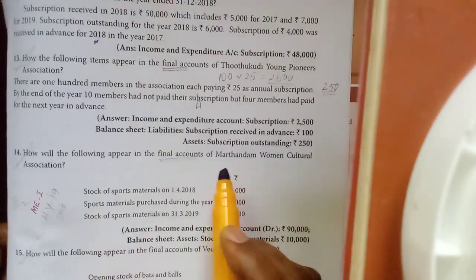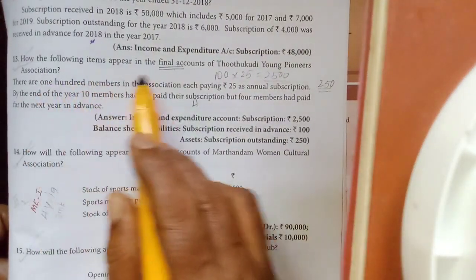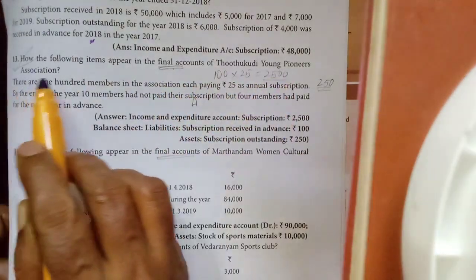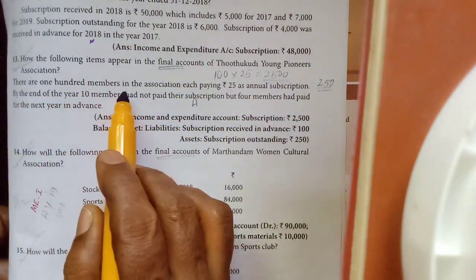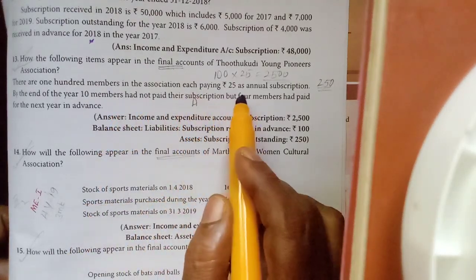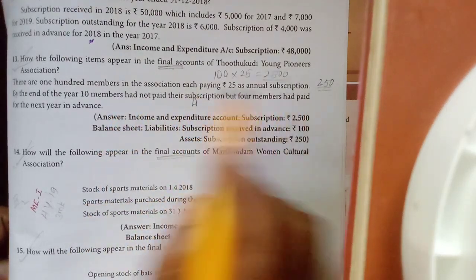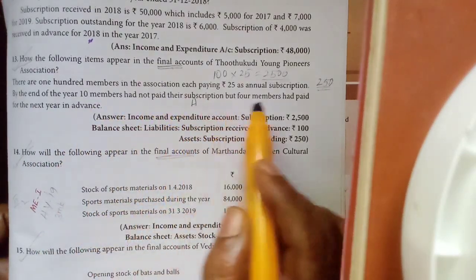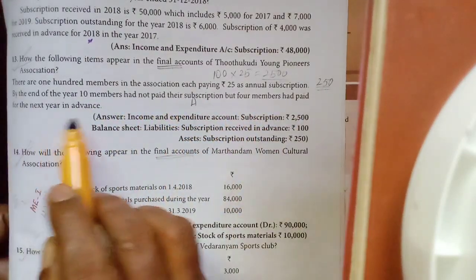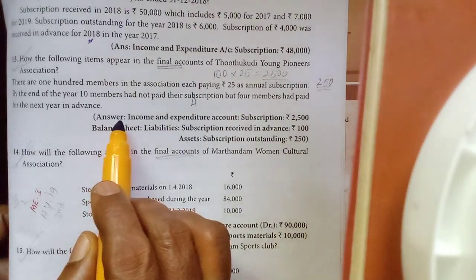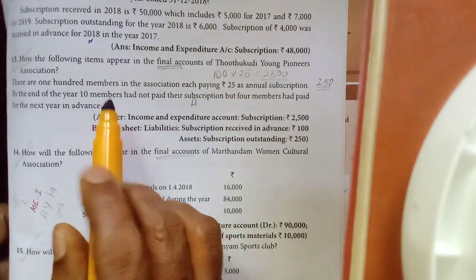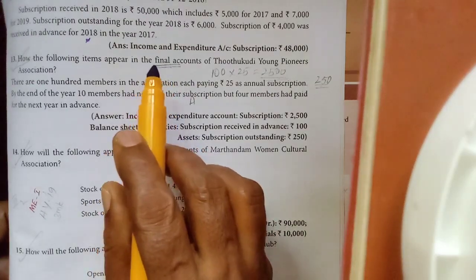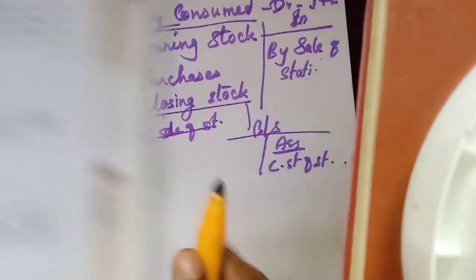Okay, 13. How will the following items appear in the final accounts of Thuthukudi Young Pioneers Association? There are 100 members in the association, each paying 25 rupees as annual subscription. By the end of the year, 10 members had not paid their subscription, but 4 members had paid for the next year in advance. So how will this appear in the final accounts? Both income and expenditure account and balance sheet we should show.